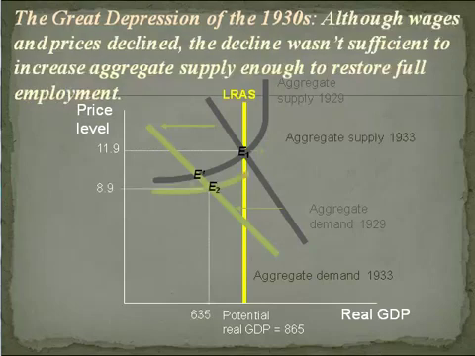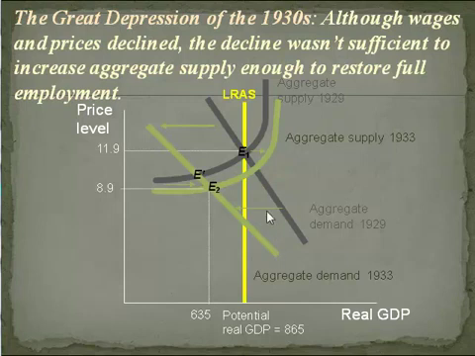Here is a consequence of what happened. Although wages and prices declined, the decline wasn't sufficient to increase aggregate supply enough to restore full employment. So as wages declined, that is an input cost, suppliers were able to increase their aggregate supply curve, but wages didn't decline sufficiently to move this supply curve all the way over to this point where it would have been intersecting at the level of potential real GDP.